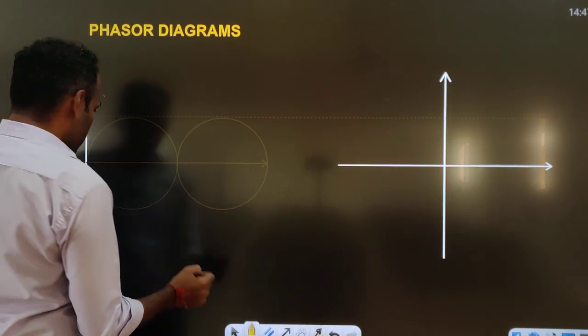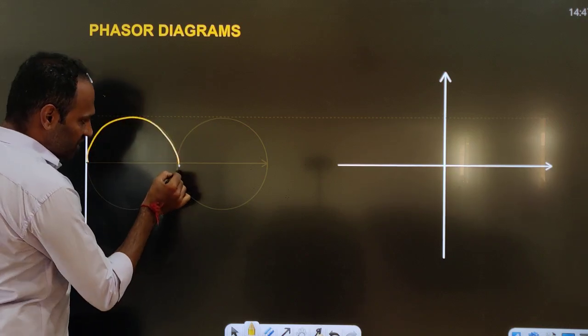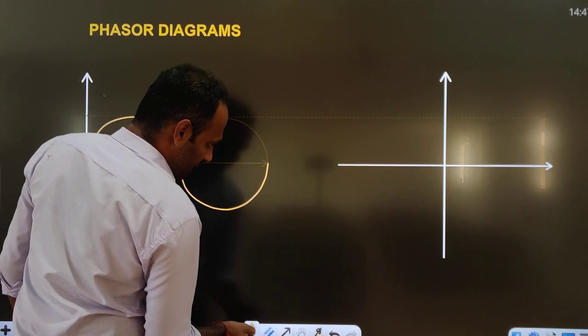Okay, so ಈ diagram ಒಳಗೆ ನೋಡ್ರಿ, I will take the AC cycles like this. See, this is the first cycle. Let me take it like this. First cycle. And one more cycle I will take it here.